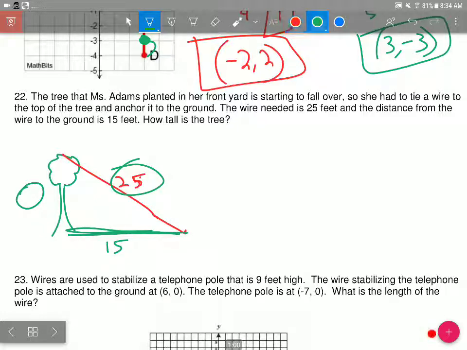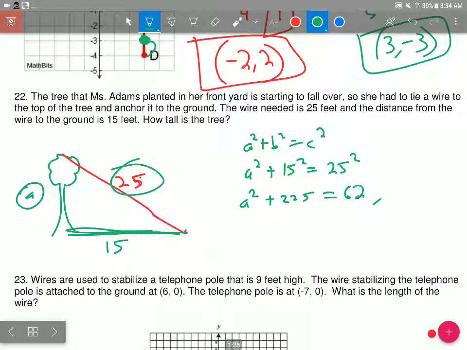So it's Pythag, a squared plus b squared equals c squared. So we'll just leave a as the unknown, plus 15 squared equals 25 squared. Well, 15 squared is 225. 25 squared is 625. I'm pretty sure of that. Let me check that real quick. 25 times 25. Yep, 625.